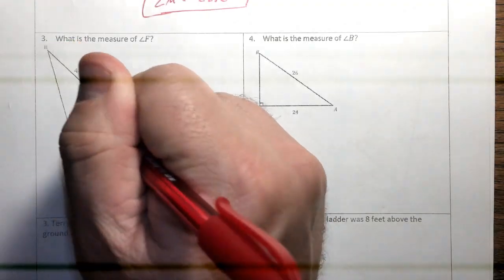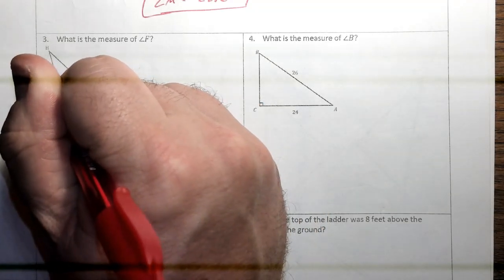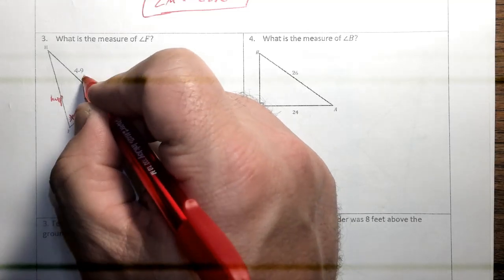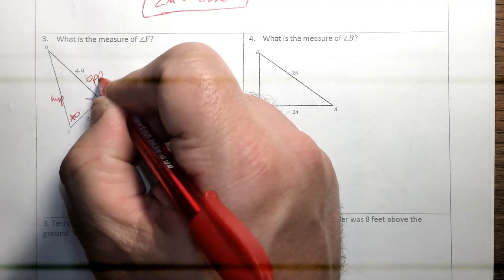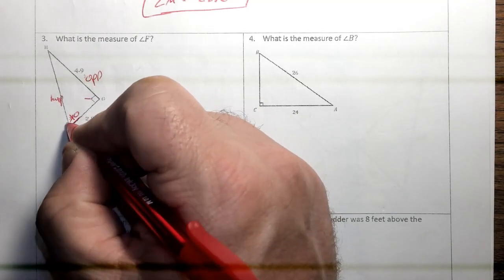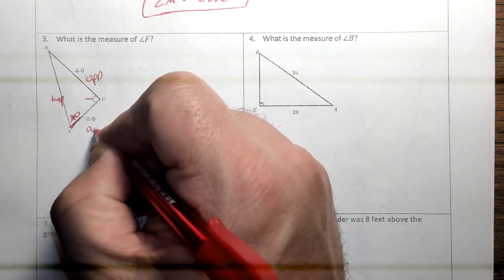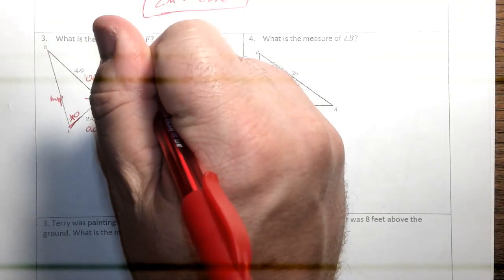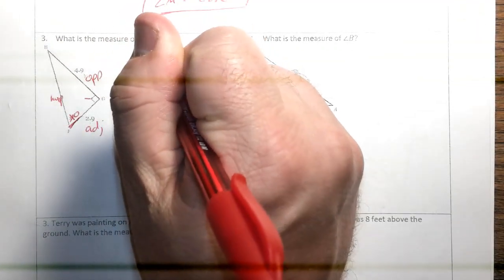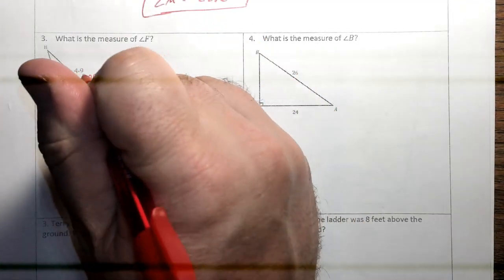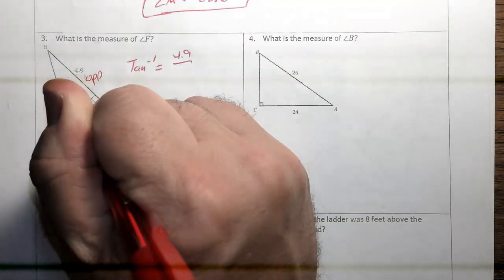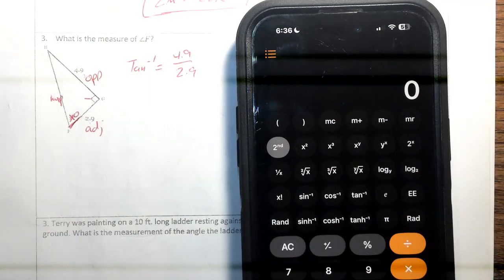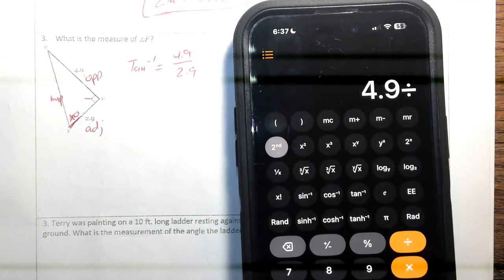So we have two sides. We don't have a hypotenuse. So we only can use tangent because we have an opposite, which is over here, and the adjacent, again, the side touching the angle that's not the hypotenuse. So we're going to use opposite over adjacent. We're going to use the inverse tangent. And it's going to be opposite, which is 4.9, divided by adjacent, which is 2.9. Okay, so 4.9 divided by 2.9.